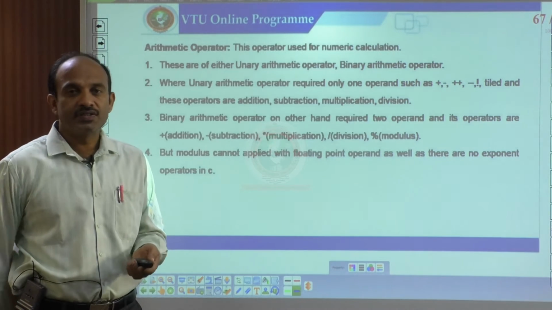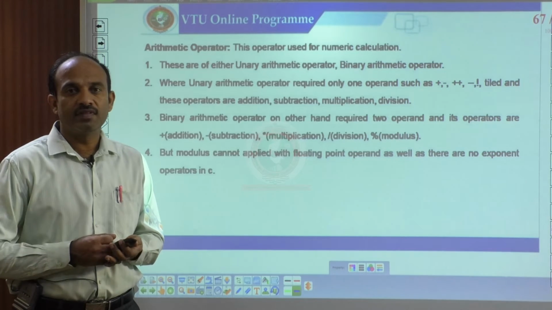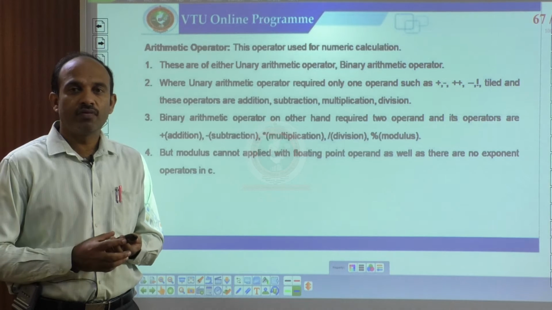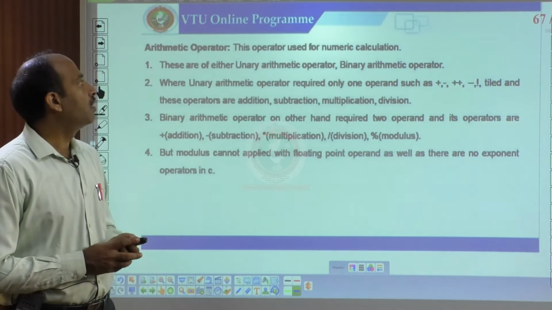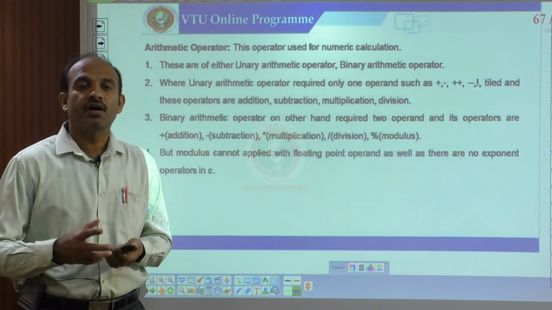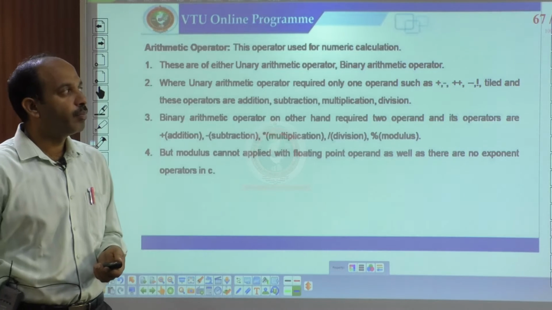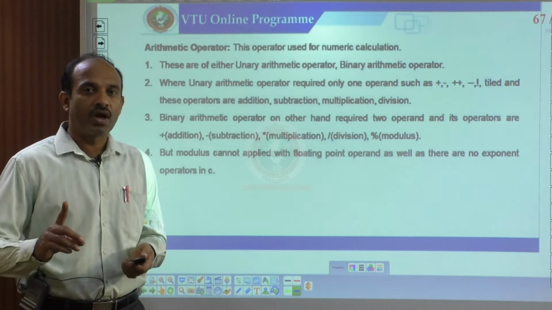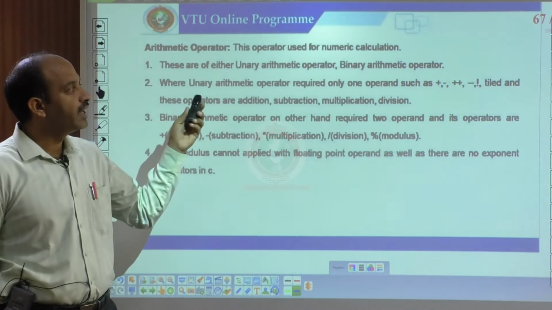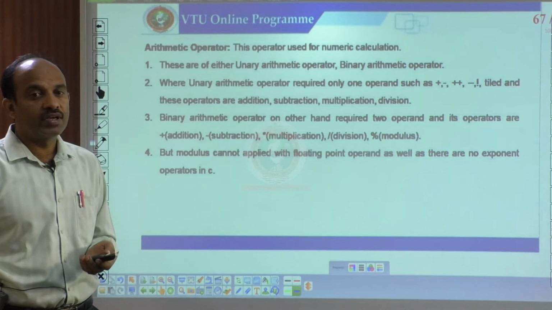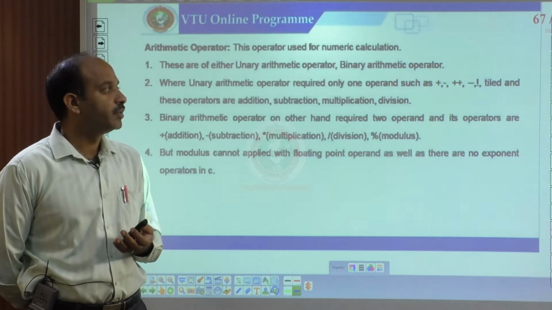This operator is basically used for numeric calculation. Numeric means numbers. Whenever you want to perform something with respect to numbers, we use these arithmetic operators. These are either unary arithmetic operators or binary arithmetic operators. Unary means one, binary means two. We will see how we can use binary arithmetic operators and unary arithmetic operators.